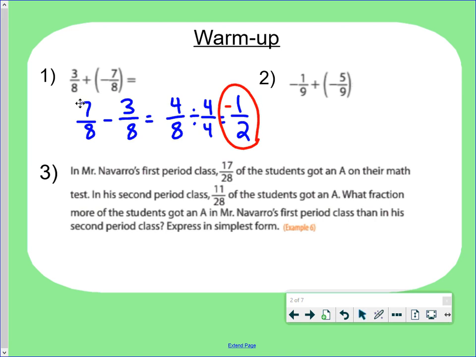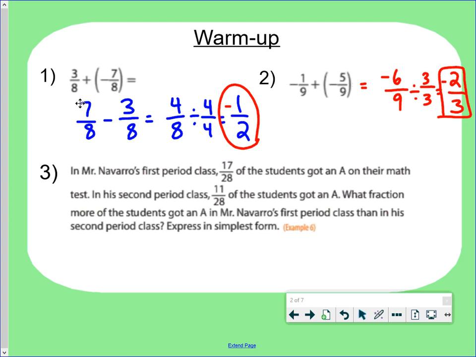Number 2, we have the same signs here, so we're going to be adding these. We're going to still keep the denominator the same. So we got negative 1 plus negative 5, and we keep the denominator the same. So we get negative 6/9. And then we're going to simplify that. Remember, you always need to simplify. So we get negative 2/3. So just a little review from 5th grade there.